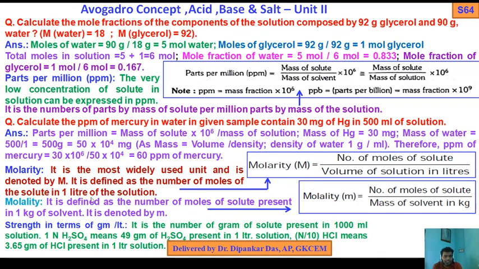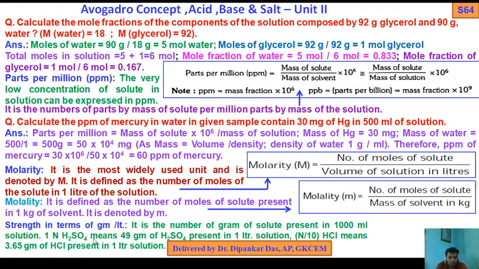Similarly, molality is defined as the number of moles of solute present in 1 kg of solvent. It is denoted by small m. So molarity, capital M, and molality, small m: molality is the number of moles of solute by mass of solvent in kg.